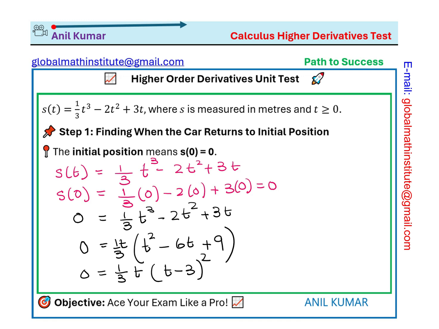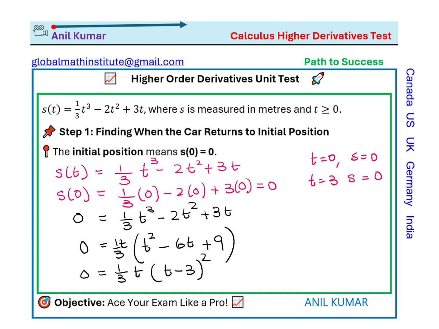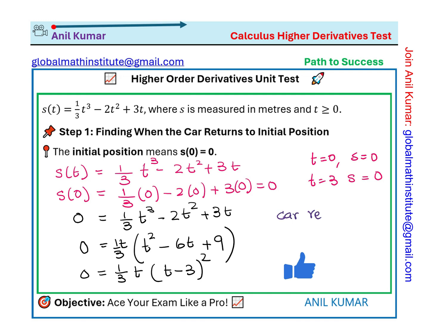So from here, we know that at t equals 0, s equals 0, and at t equals 3, s also equals 0. You see that? So when is the car returning to initial position? Car returns to initial position at t equals 3, right? So we can write down, car returns to initial position at t equals 3 seconds. Is that clear to you? So that is the way we are going to answer the first part of this question.